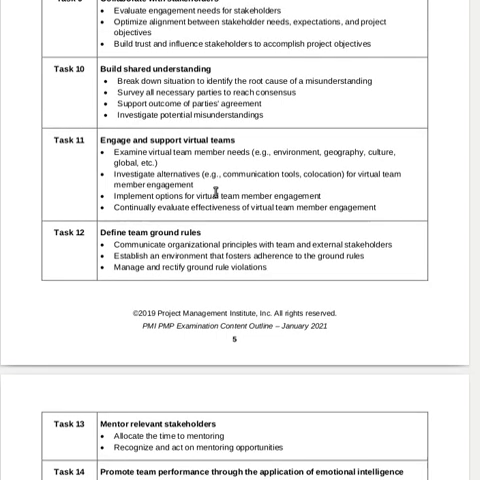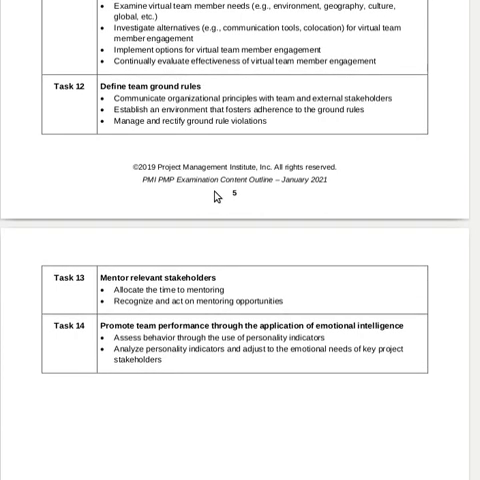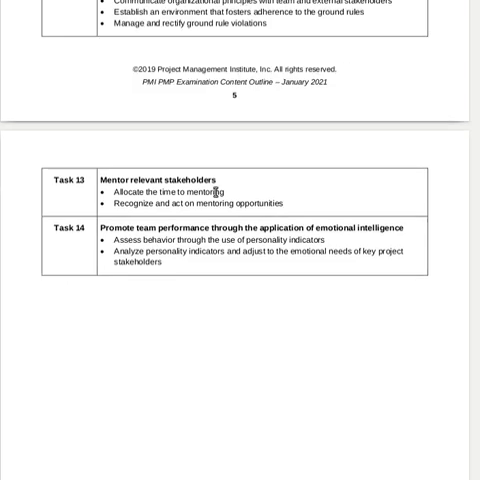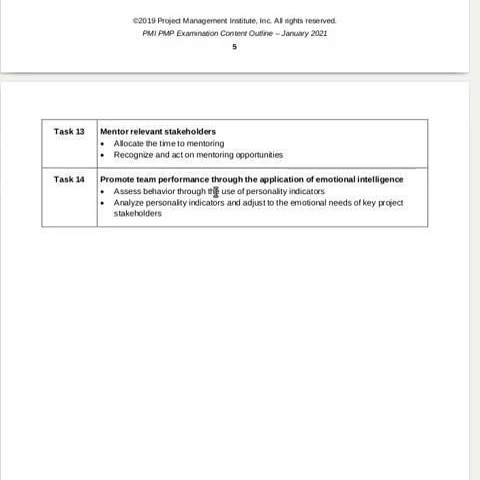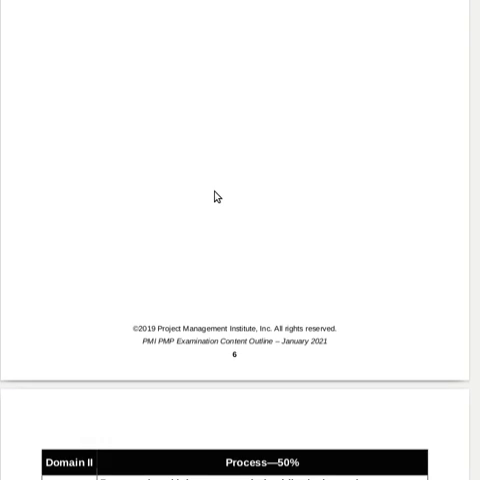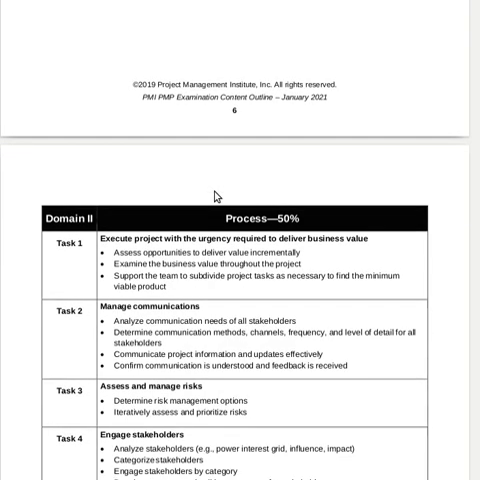Define team ground rules by which they must work. Then monitor relevant stakeholders. Promote team performance through application of emotional intelligence. Emotional intelligence means using emotions intelligently. Then process is 50%.